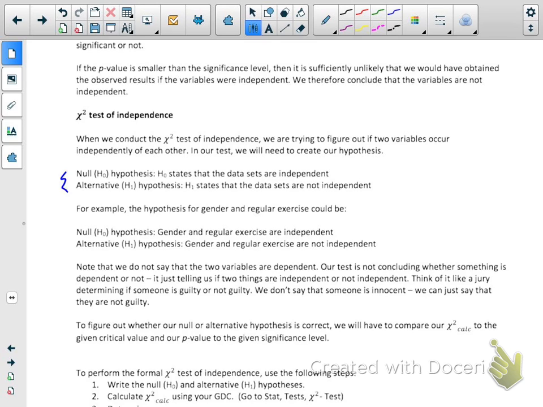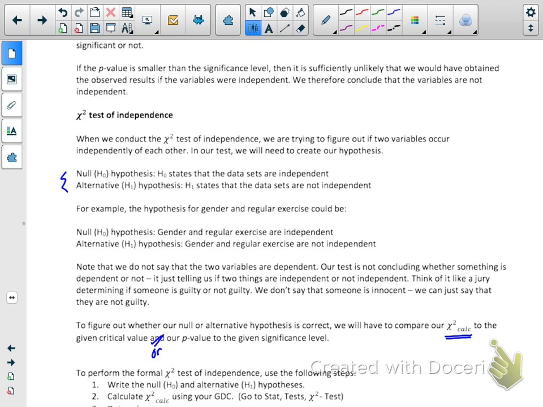To figure out whether our null or alternate hypothesis is correct, we're going to compare our chi-squared calculated, this is what's going to give us in the calculator, to the given critical value, or, and this should say or. We don't have to do both, we can do one or the other. We can compare our p-value to whatever that given significance level is. And you'll always be given one. And like I said, it'll either be 10%, 5%, or 1%.